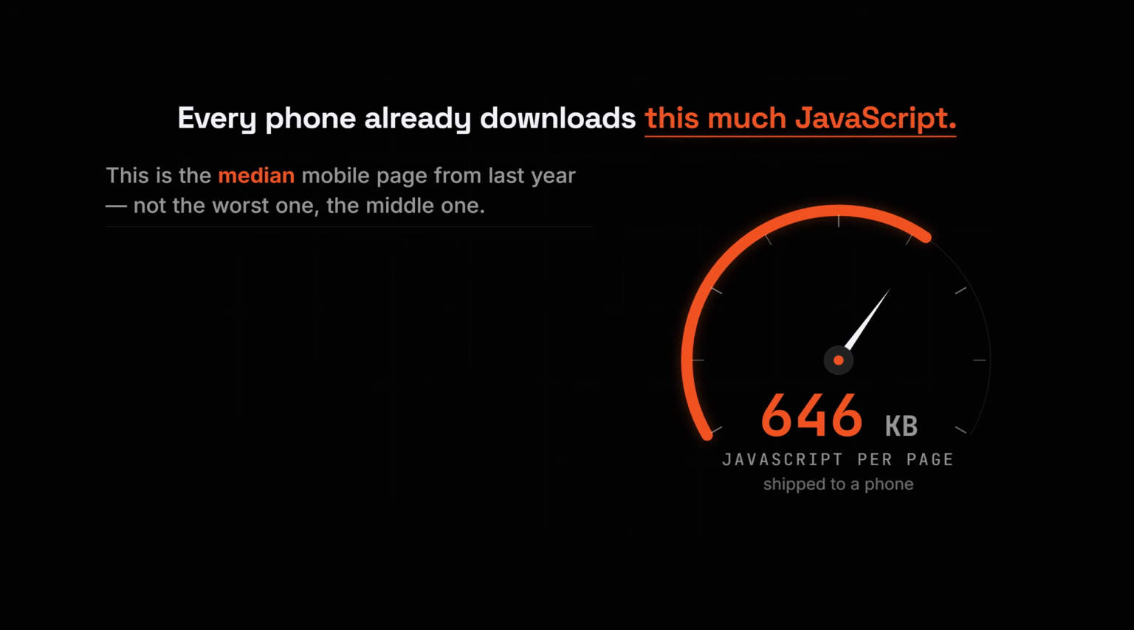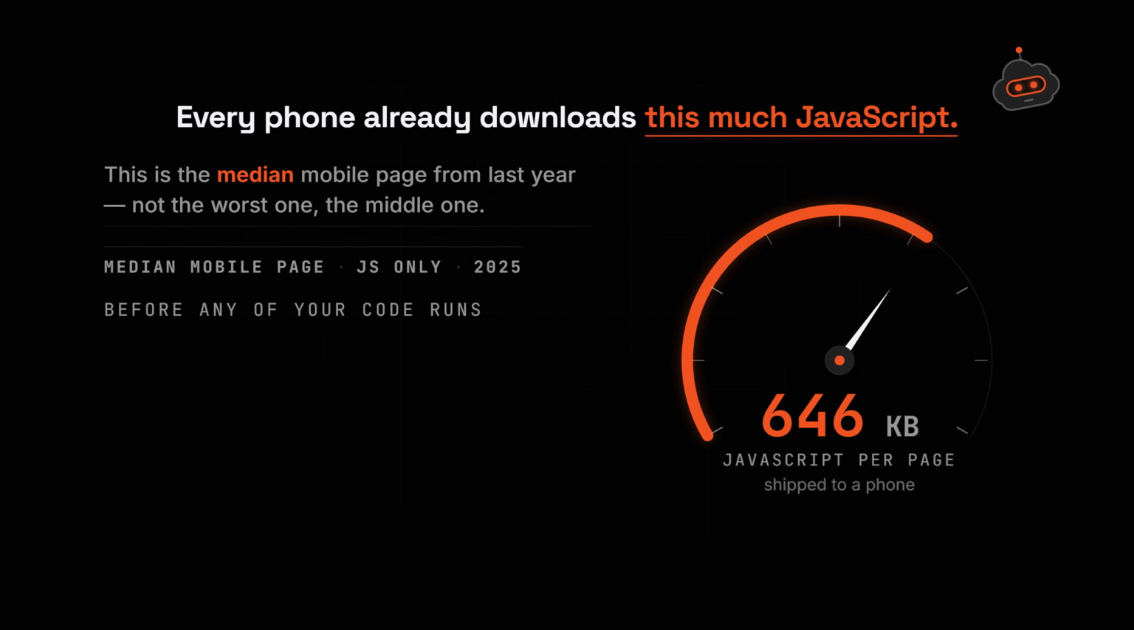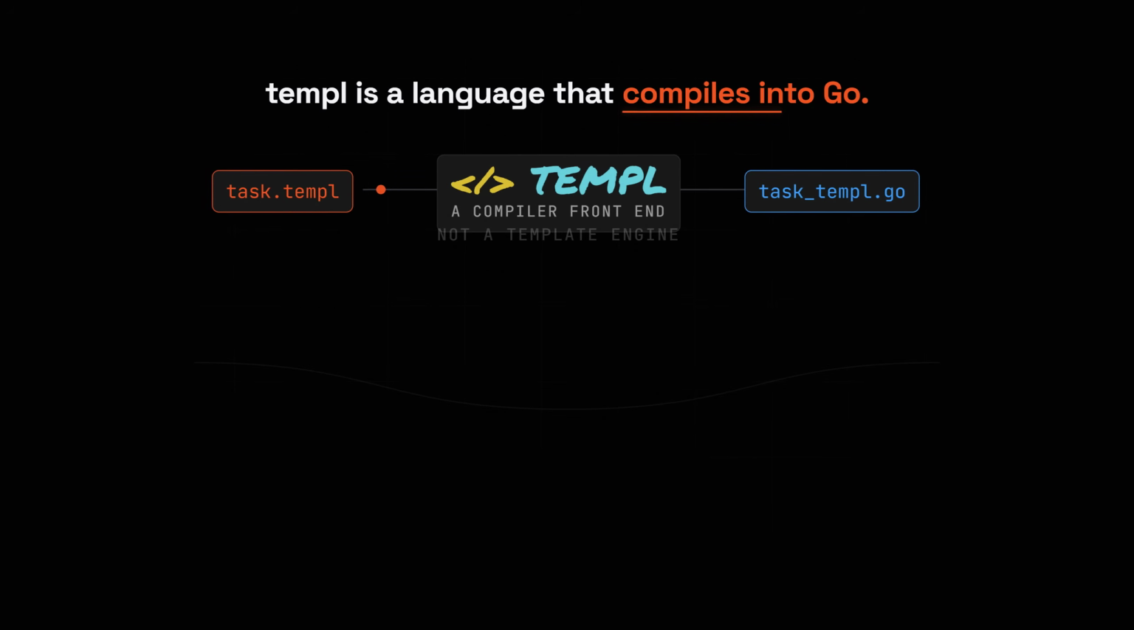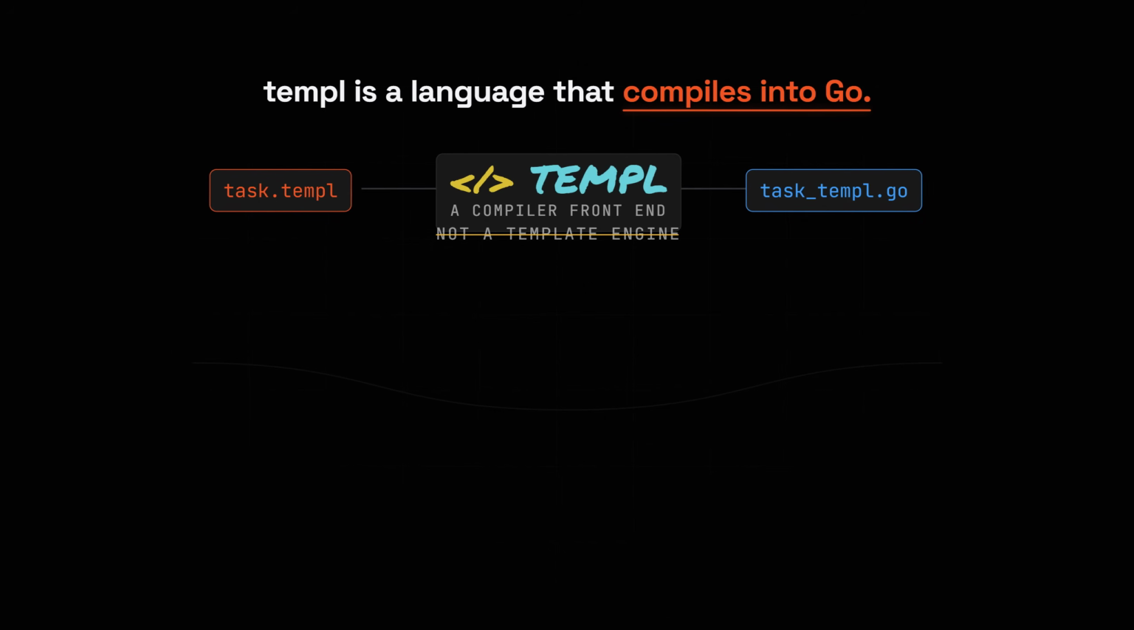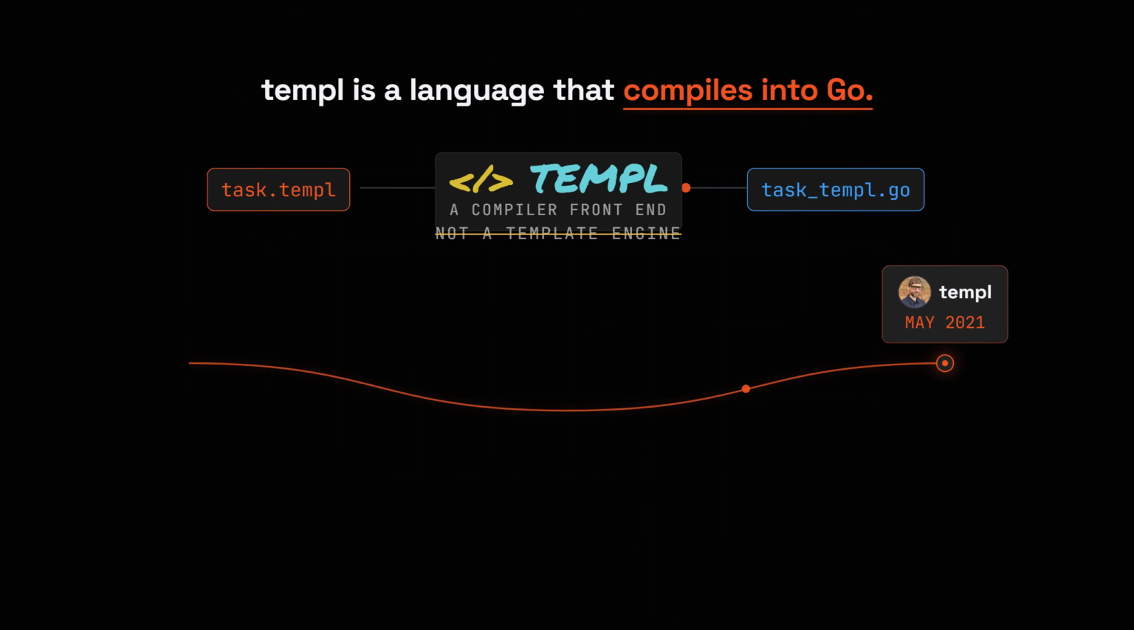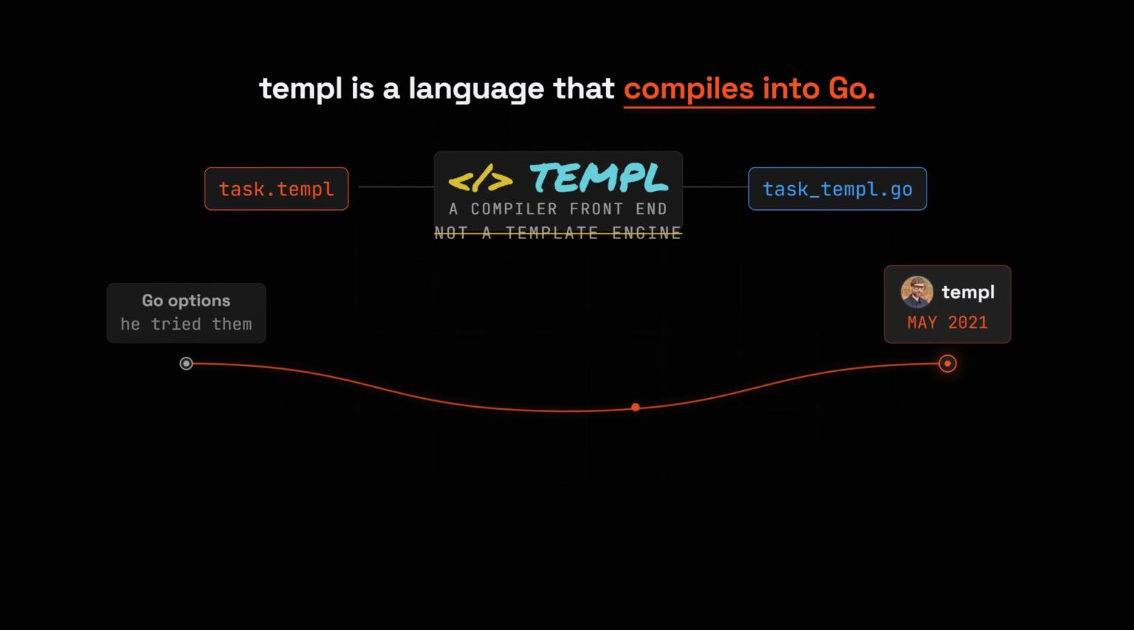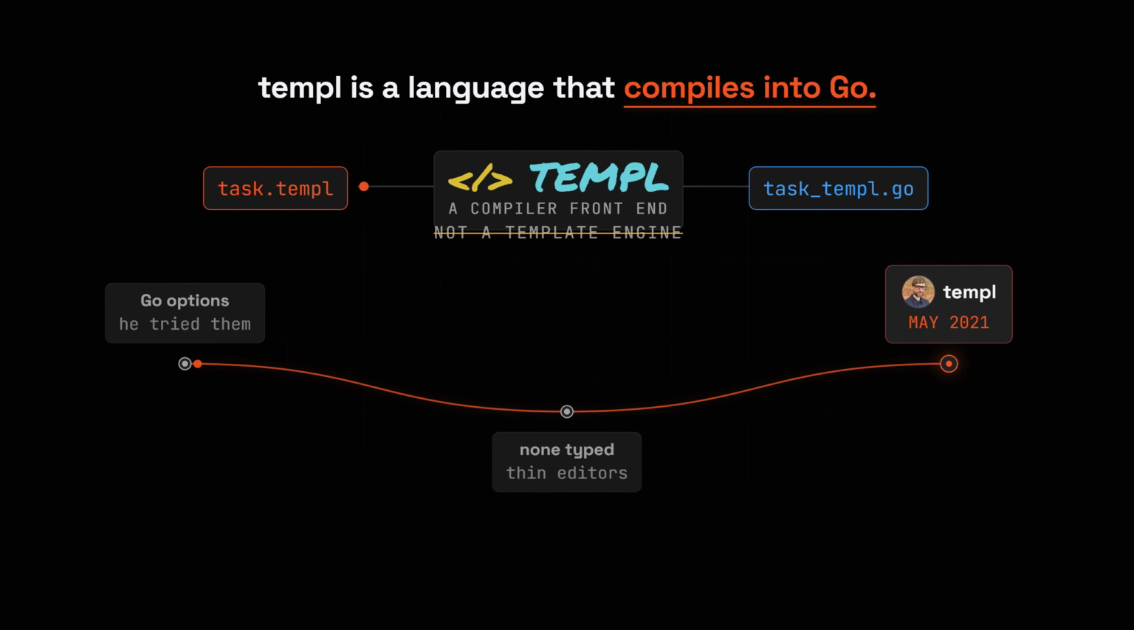The median mobile page last year shipped 646 kilobytes of JavaScript, so what is Templ? It's a small language that compiles into Go, closer to a compiler front end than a template engine. Adrian Hesketh tagged its first release in May 2021, after working through Go's existing options and finding none that were both strongly typed and decent in an editor.